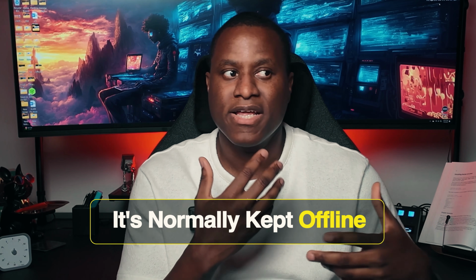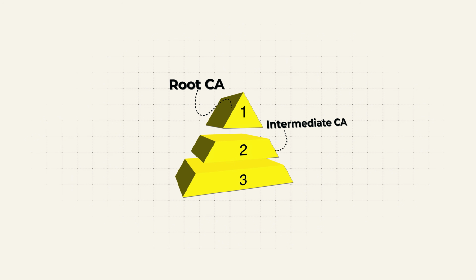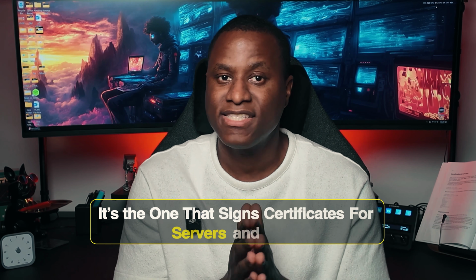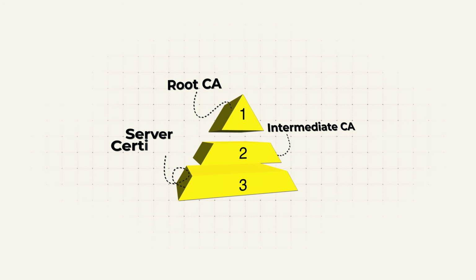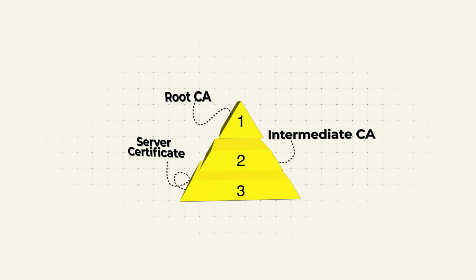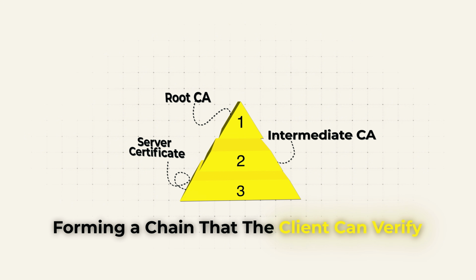And usually when it's created, it's normally kept offline. Next, you have the intermediate CA. This sits right below the root CA. It gets its certificate signed by the root CA, and it's the one that actually signs certificates for servers or clients. This helps keep the root CA safe. Last on the list is the server certificate. This is what is actually installed on the server. It's signed by the intermediate CA, and that trust traces all the way back to the root CA. Each certificate is signed by the one above it, forming a chain that the client can verify.